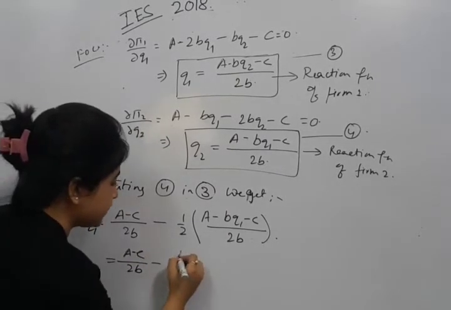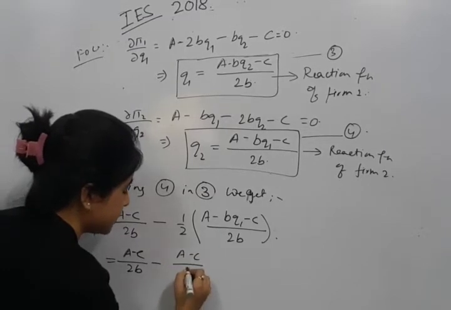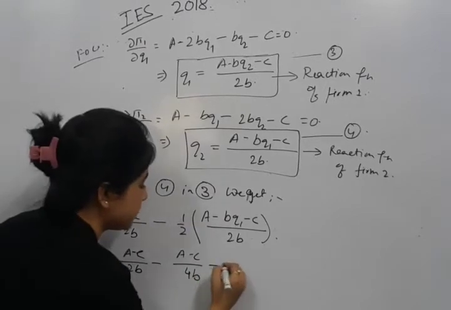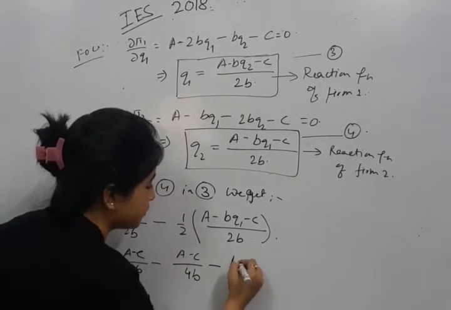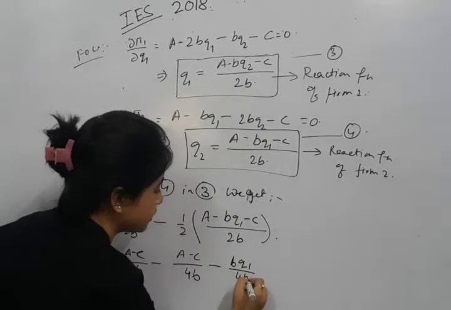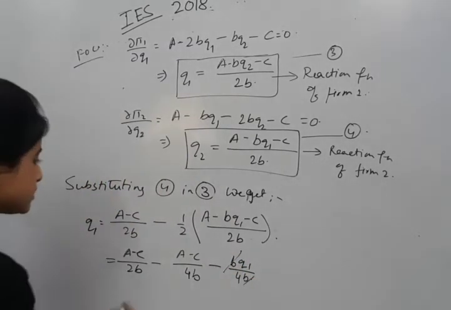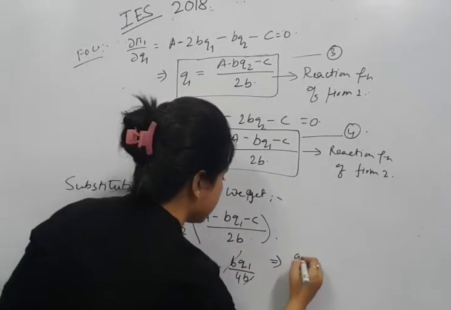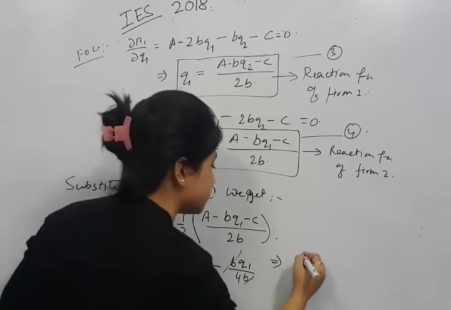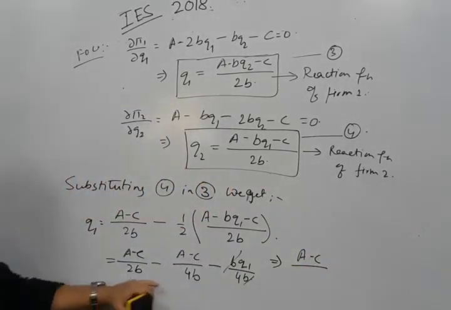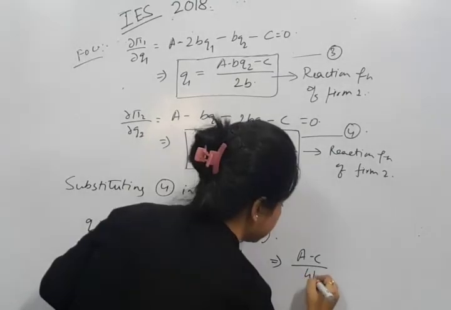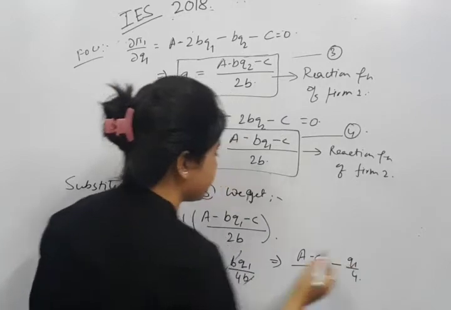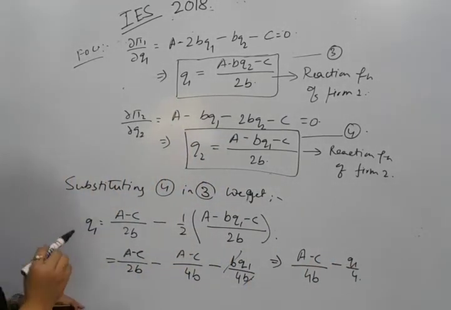Alright, so here we have (A minus C) twice of 4B, and minus of BQ1 by 4B, so we can cancel these B terms, and we finally have it as (A minus C) divided by 4B minus of Q1 by 4. So this is nothing but equal to Q1.